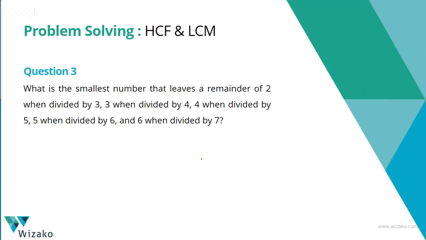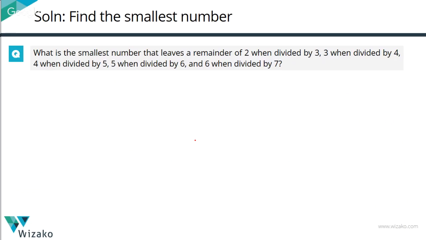Third question. It's a beautiful question, very good question. On the face of it, it looks like a remainder question. Yes, it has got remainder concept, but more importantly, it's a question which is much more than a remainder question. What's the smallest number that leaves a remainder of 2 when divided by 3, 3 when divided by 4, 4 when divided by 5, 5 when divided by 6, and 6 when divided by 7? Let's look at how to go about it.